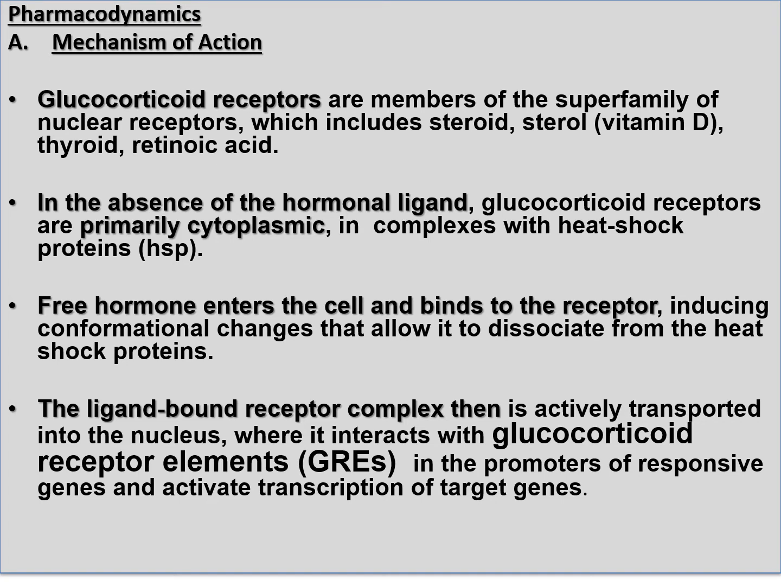The figure is given in your books. So what happens? The free hormone enters the cell, binds to the receptor, and forms a complex under the influence of some conformational changes. It forms a complex with the heat shock proteins. Then after that it becomes dissociated, and this ligand-bound receptor complex is transported into the nucleus, where it reacts with the GREs, and then further transcription occurs.